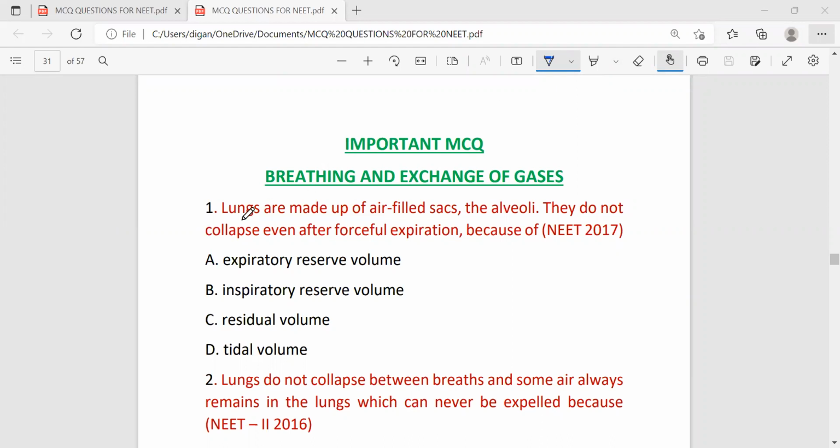So the first question: lungs are made up of air-filled sacs, the alveoli. They don't collapse even after forceful expiration because of, and the options are given here, and the correct option is option C, that is residual volume.